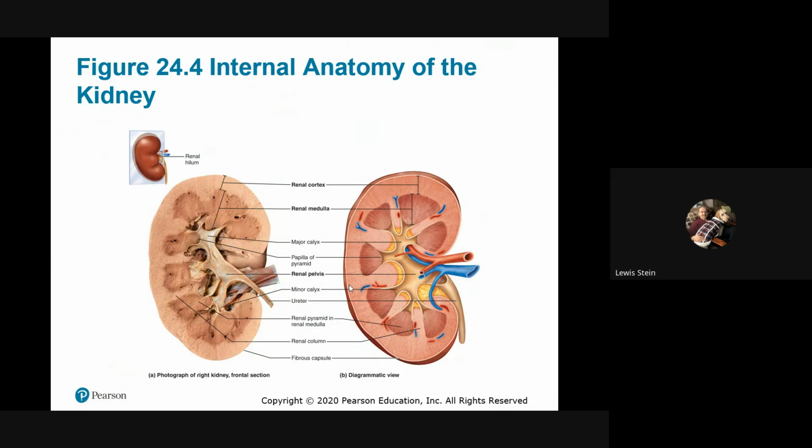That's called filtrate. So developing that filtrate is all done in the cortex. Effectively, the vast majority of the processing is done right around this area and into these pyramids. So here you can see a typical pyramid, papilla or tip, base outward toward the external area, inwardly pointing toward the hilum or the notched area is the tip.